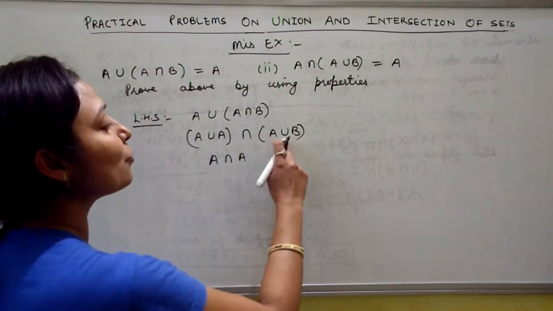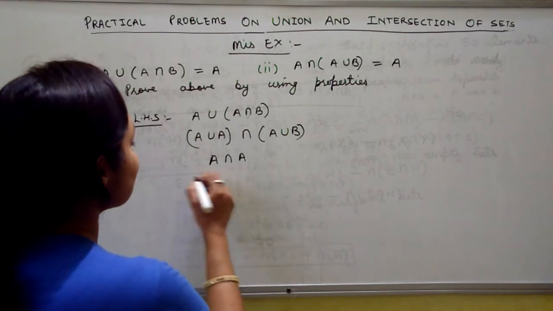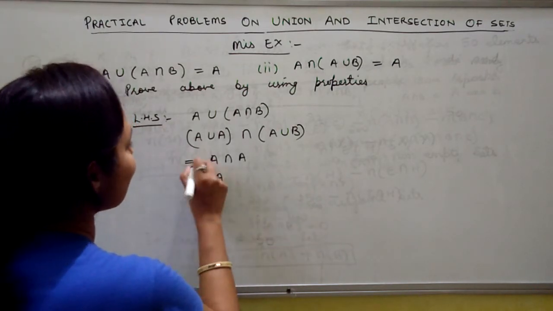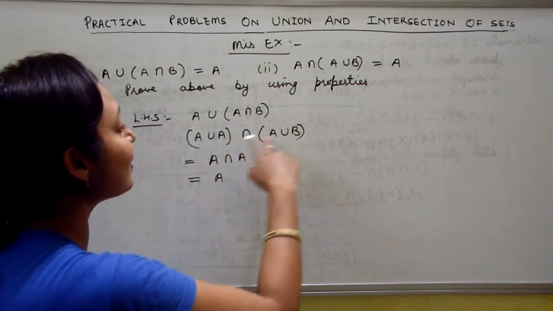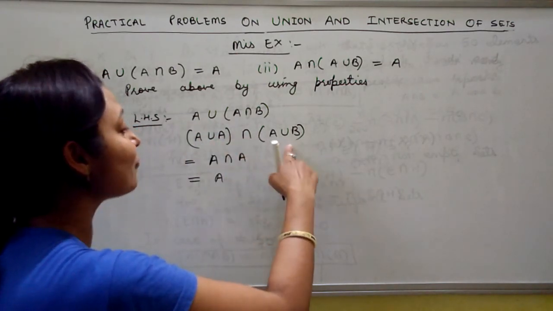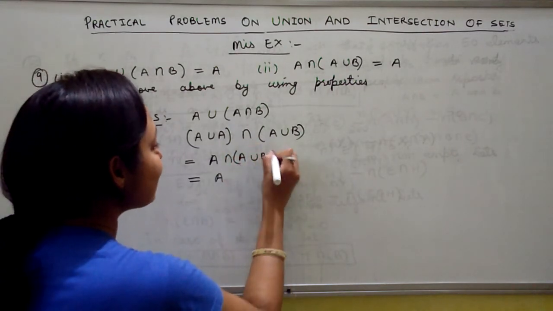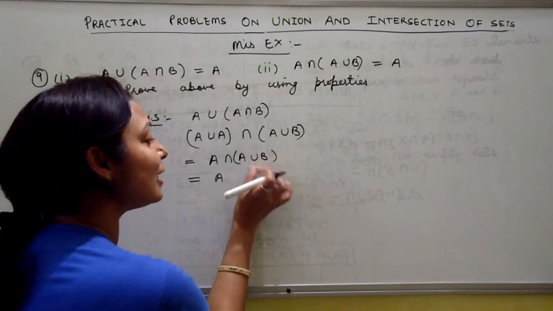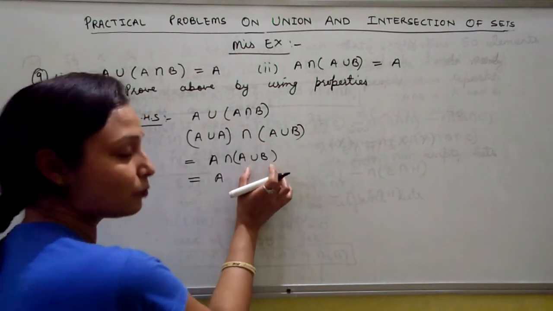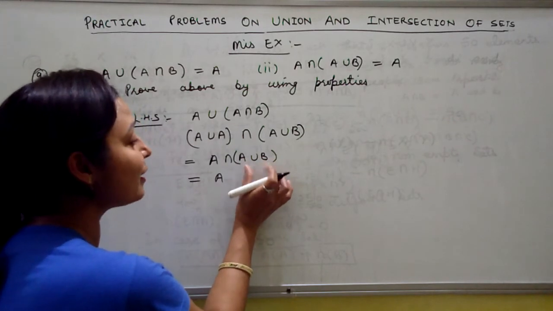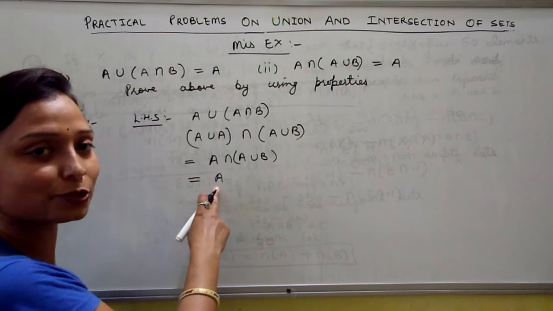We can take A with (A union B). A union B means both elements, and this will equal A. There is a common element A. In this we have to take A and A. When you take A union B, there are two elements, A and B. If you want to take the full group, you take the combination of these two, and this is A. When you take the common element, that will equal A.